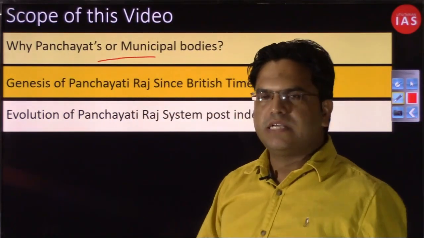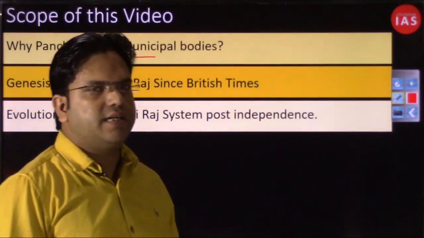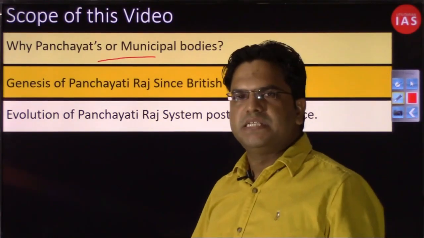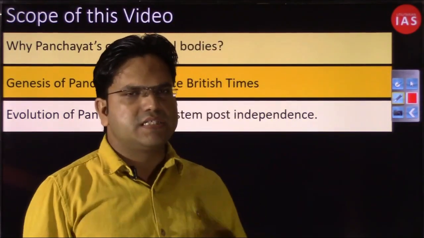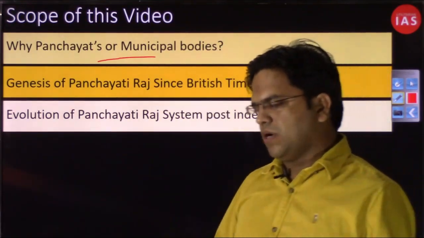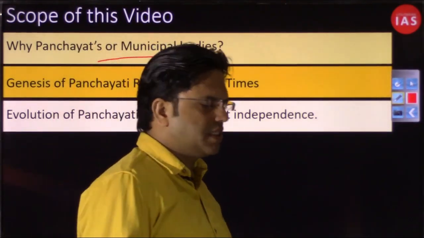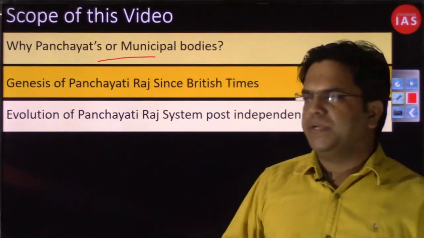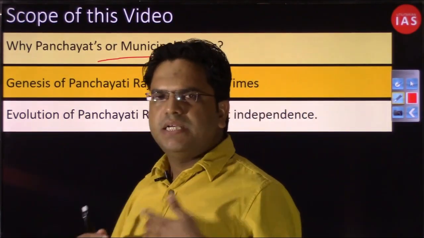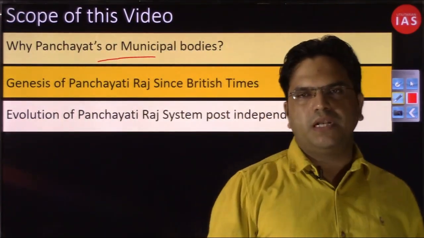So in this video, as far as the scope is concerned, right, we'll first discuss why panchayats or municipal bodies are necessary, what is their importance, what is their significance. Then we'll discuss the genesis of Panchayati Raj, right, how it has evolved, how it started from ancient time, thereafter we'll jump from the ancient time directly into the British time, how this Panchayati Raj system evolved during the Britishers' time, and thereafter we'll directly jump into the post-independence section, where we'll see how many committees had been formed, and thereafter the 73rd and 74th amendments we'll discuss, right.